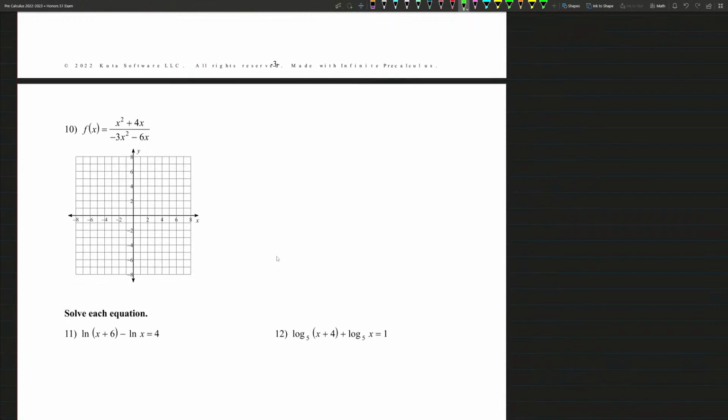Number 10, same type of question, just different kind of conditions. Again, we're going to try and factor stuff out. So up top, we can take out an x. So we're left with x plus 4. On bottom, we can take out a negative 3x. We're left with x plus 2. Okay, so we can factor something out here, and that's the x's, right? So x equals 0 is a hole.